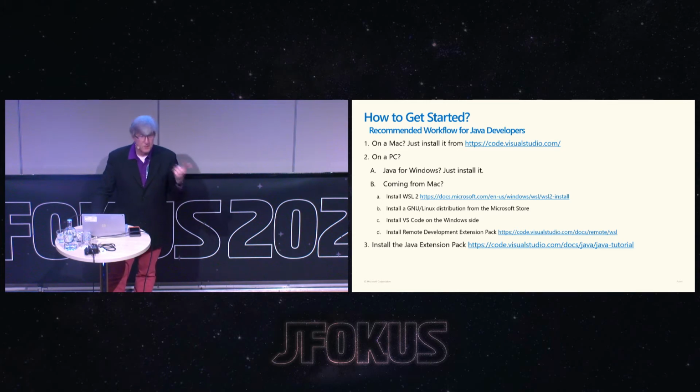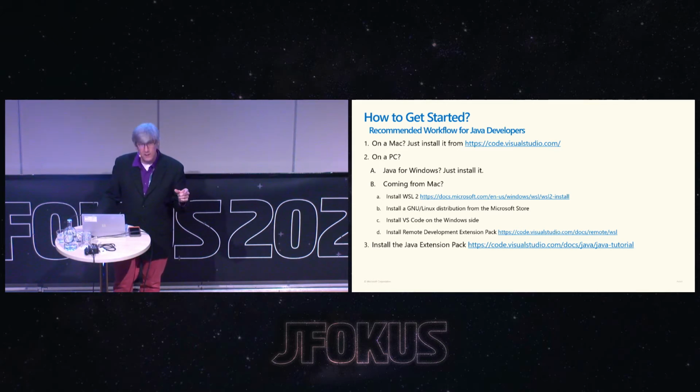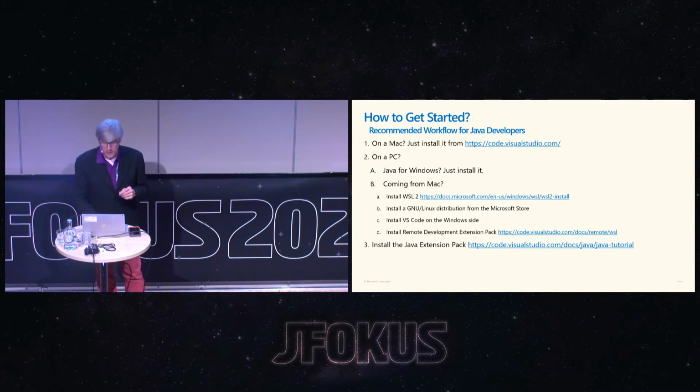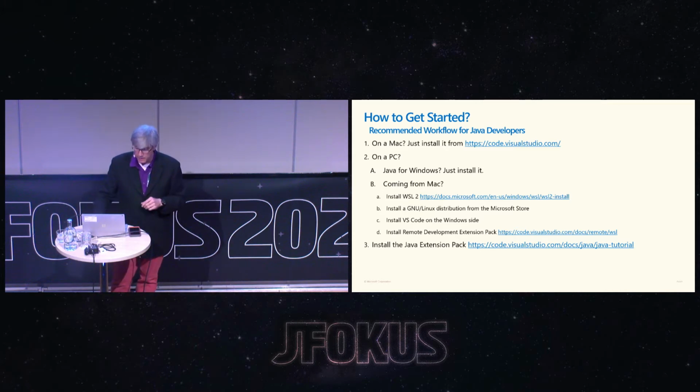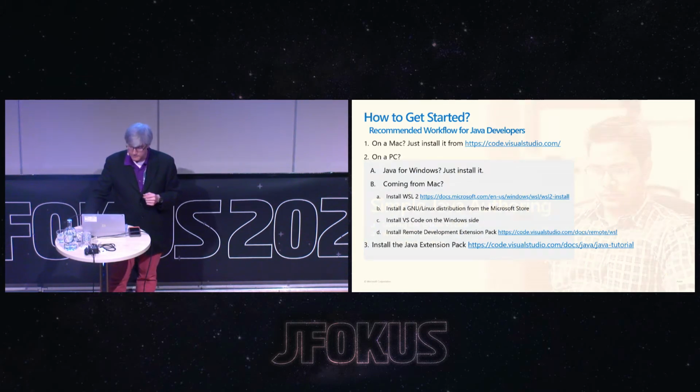Install WSL 2, install a Linux distribution from the Microsoft Store. That part's really easy. Literally, it's just an app you can install. And then you can install VS Code on the Windows side, and then you install this remote development pack, which I've done all of those steps right there. And finally, you install the Java extension pack. And once you do that, it's really easy to get started and keep learning more.